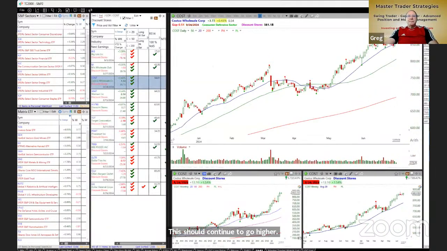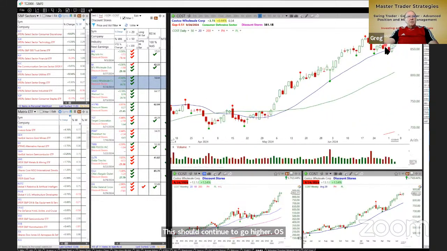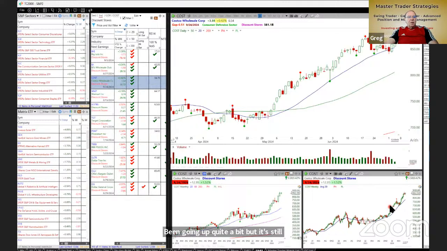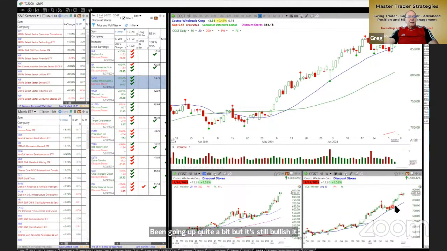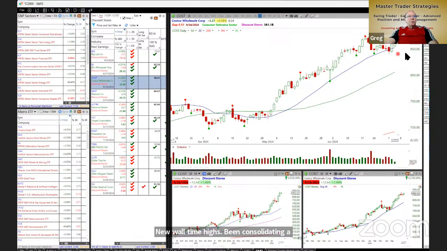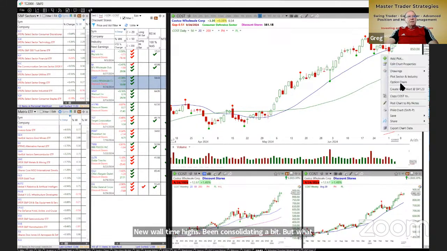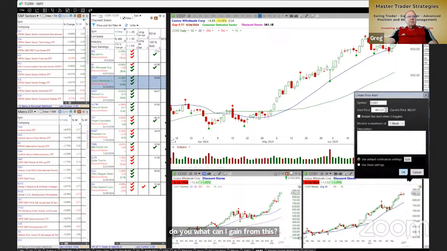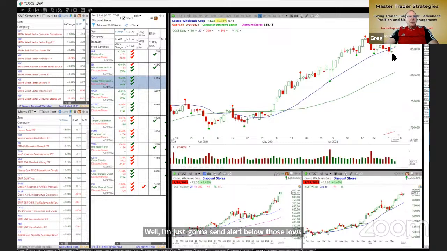COST, still bullish, right? Still bullish. 180, it's been going up quite a bit, but it's still bullish. It should continue to go higher. But you can see, this is at all-time highs, new all-time highs. It's been consolidating a bit, but what can I gain from this? Well, I'm just going to set an alert below those lows because it shouldn't go down below here. And if it does, I'm going to want to know. That looks great.